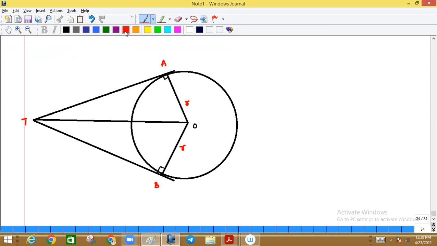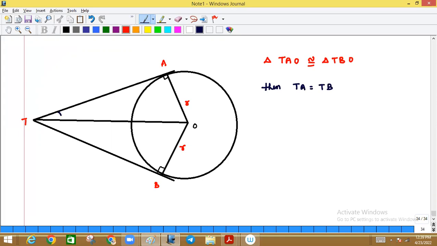So can I say triangle TAO is congruent to triangle TBO? Understood? These two triangles are congruent because two sides of the triangle are the same and one more angle is 90 degrees. So obviously the third side will also be the same. Therefore, you can say the lengths of tangents drawn from an external point are equal. TA is equal to TB.